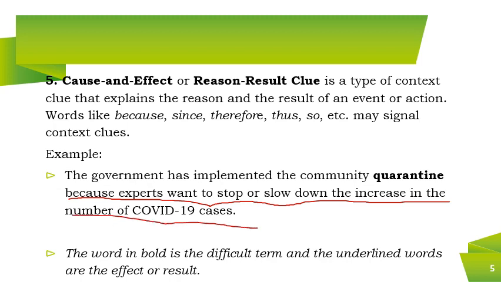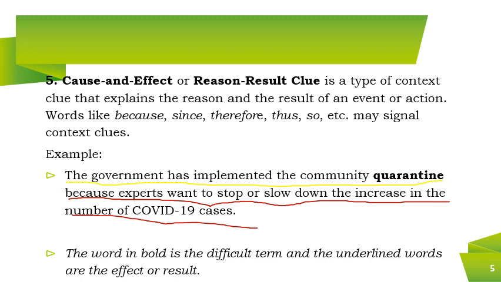So, yan yung reason. So, what is the effect? What is the result? So, ang expert daw gusto nilang ma-stop o ma-slow down yung pagtaas ng mga kaso ng COVID-19 cases. So, what is the result? Ang resulta niyan, the government. So, the effect would be, the government has implemented the community quarantine. Okay, so, the red line is the cause, and then the yellow line is the effect.